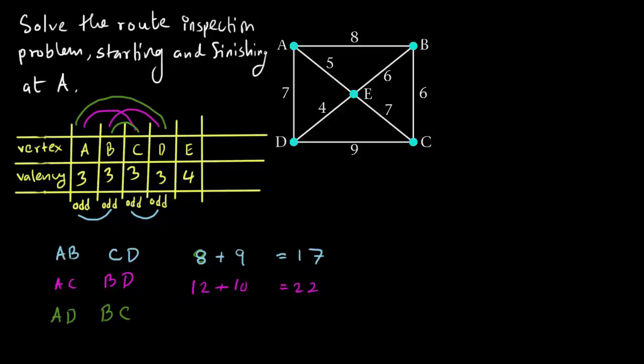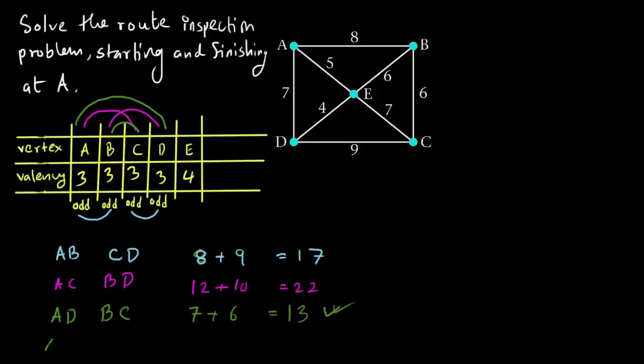Now let's connect AD and BC. So AD is 7. If we add 5 plus 4, that is 9, so 7 is the smallest. Plus BC, which is 6. If we go from B to C by traversing from B to E and then E to C, it is 6 plus 7, 13. So B to C, 6 is the smallest. So it turns out to be 13. So this is the least value.